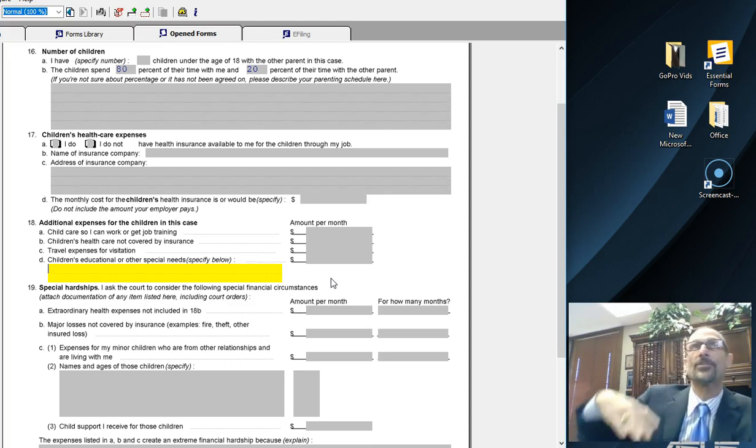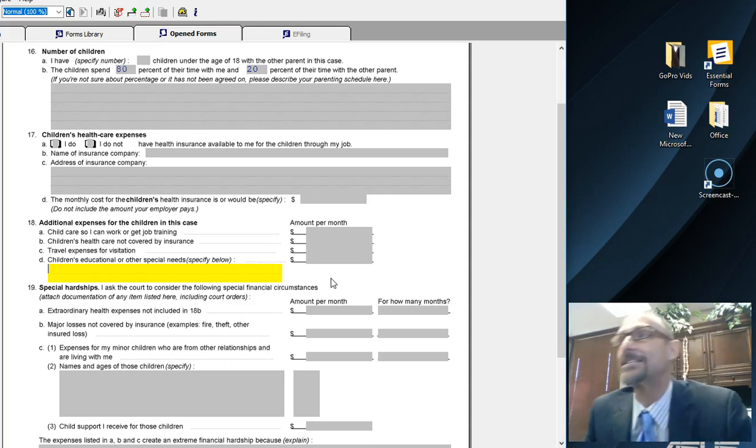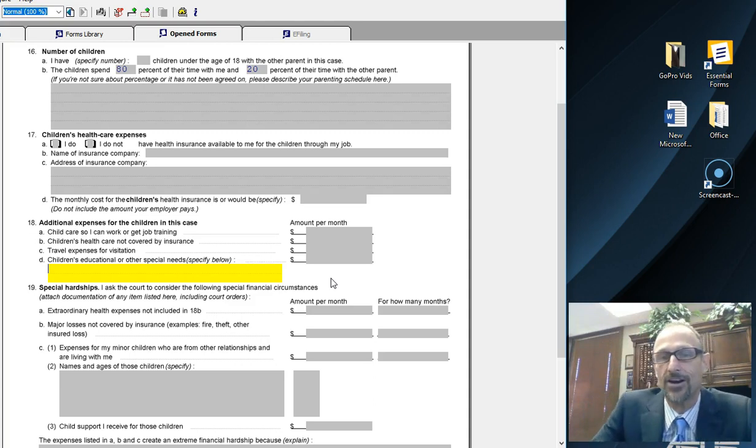So let's say, for example, there were some healthcare braces. You might want to put those in here. It's $200 a month, and it's going to be for 18 more months, something like that. Okay, major losses, under B, major losses not covered by insurance. So if there was fire, theft, or other uninsured loss, you're going to want to put that in here.